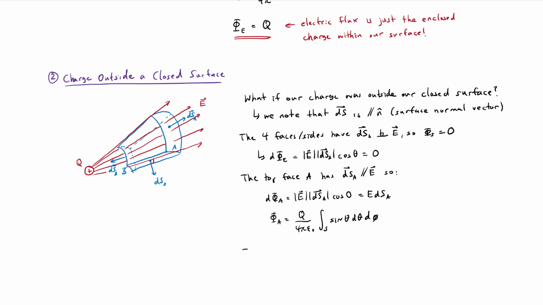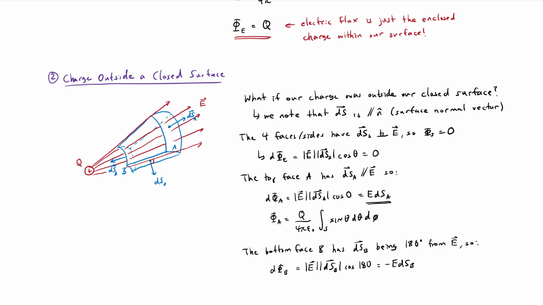Now we're still missing a piece. It's the bottom face. So the bottom face B has dSB. Although it's parallel, it's actually 180 degrees from the electric field line. So that means d phi B is equal to E dSB cosine of 180, which is equal to negative E dSB.